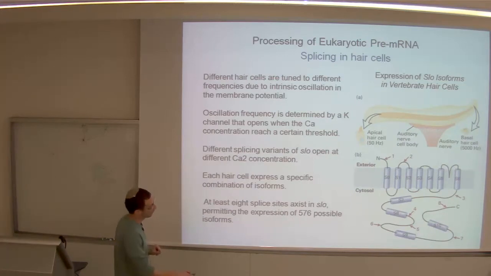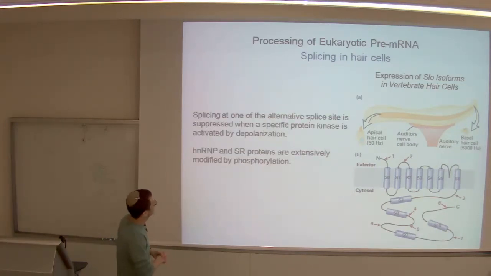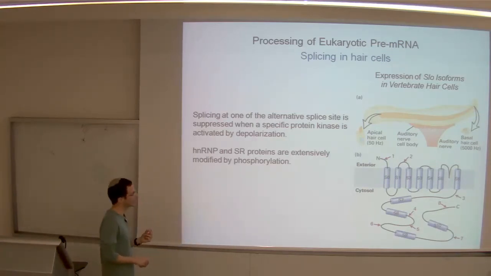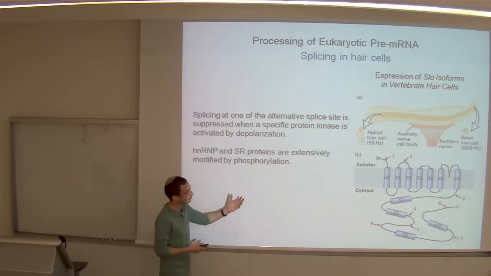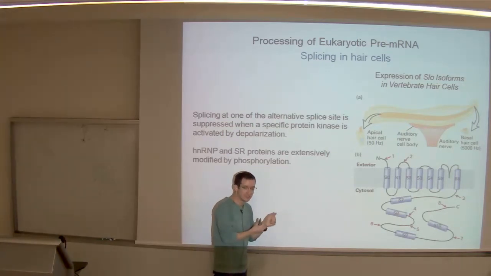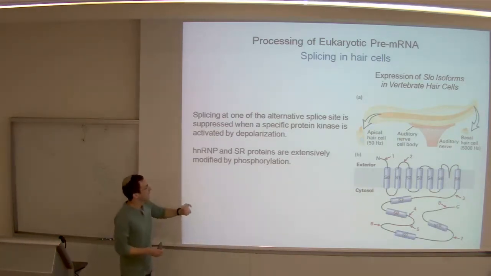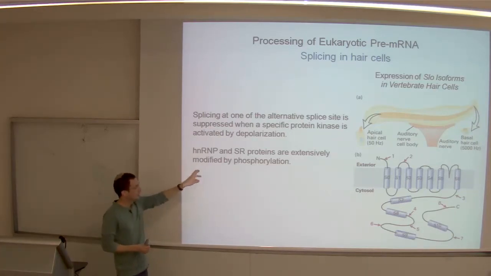Okay, so at least for one of these splicing sites, it was shown that upon depolarization of the hair cell, the splicing status on this specific splicing site changes. Specifically, it is done through a protein kinase that is activated by depolarization, and then the splicing changes, and it gives rise to a different ratio of the slow variants in this cell, which would then cause it to oscillate in a different frequency. Now, just the last comment here is that hnRNP and SR proteins are known to be extensively modified by phosphorylation.